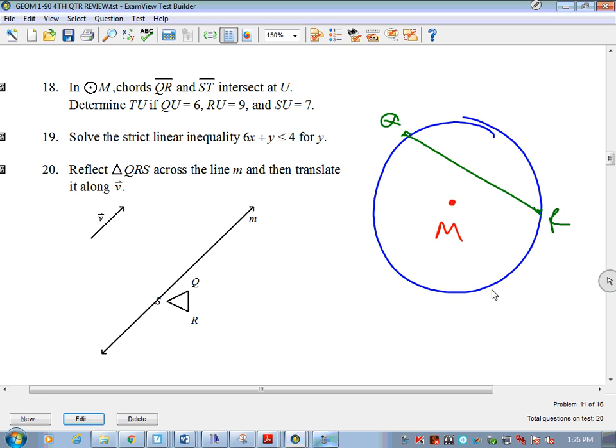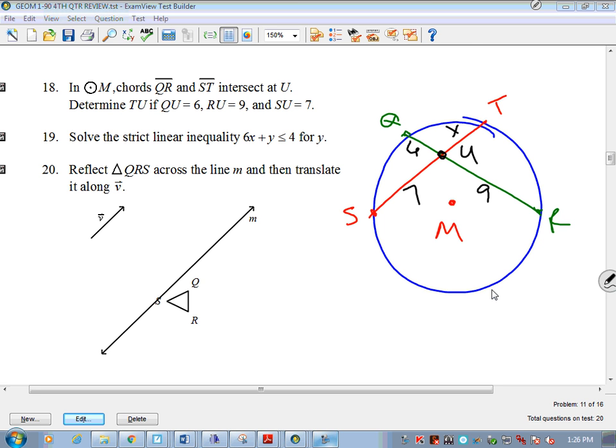All right. We've got QR and ST intersecting at U, so let's make sure that they intersect. Determine TU if QU is 6, RU is 9, SU is 7. We want to find that guy right there.